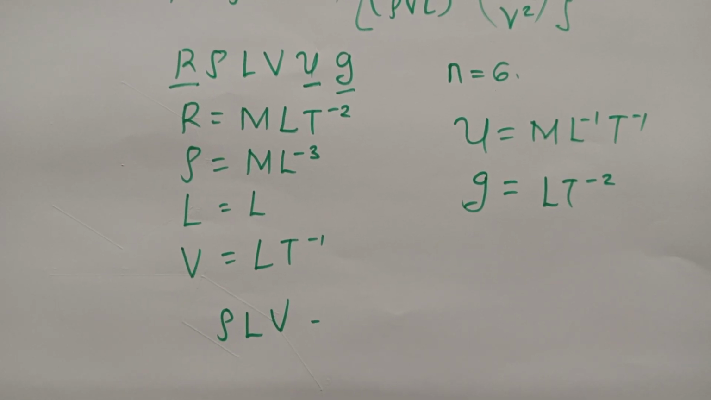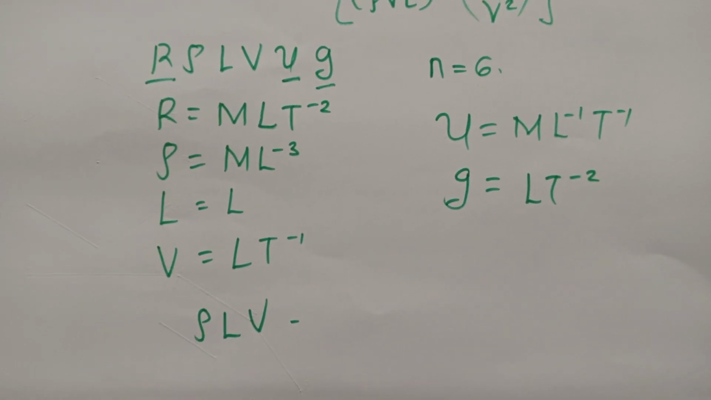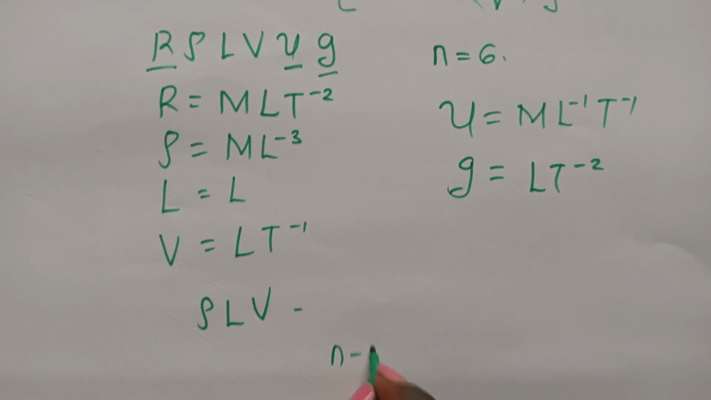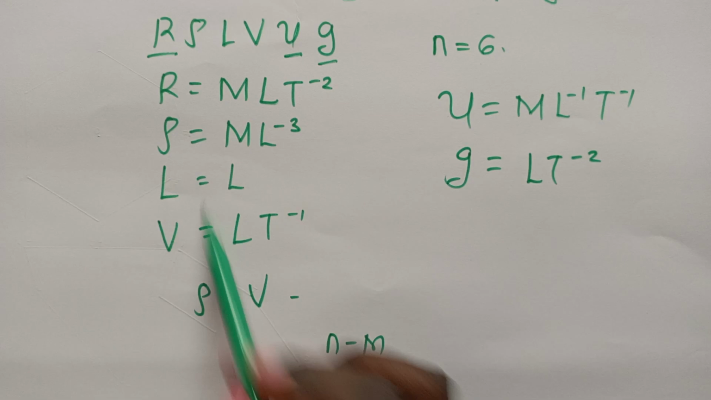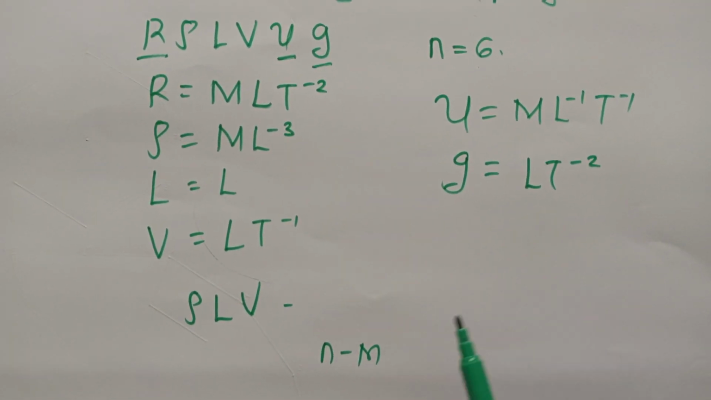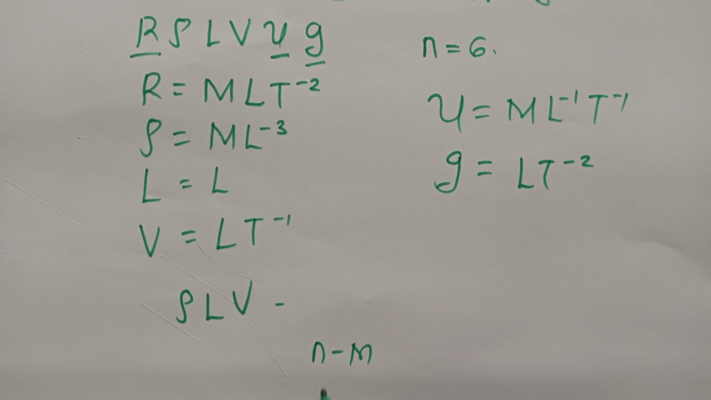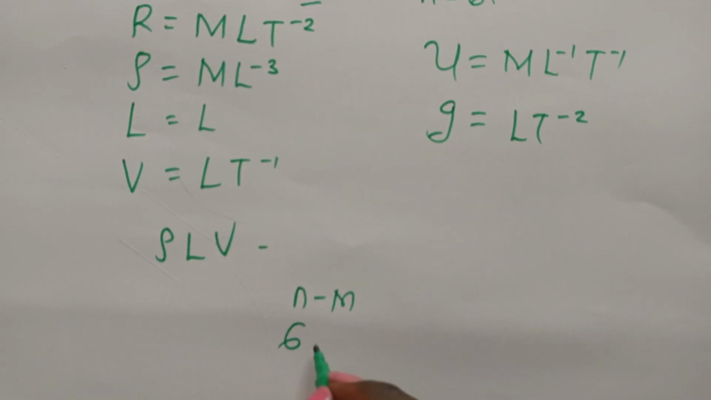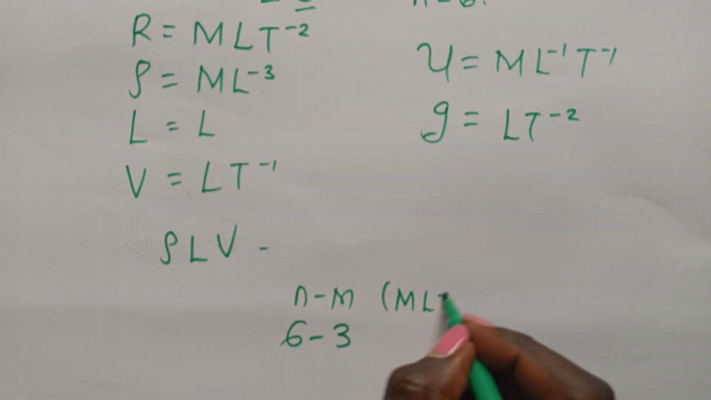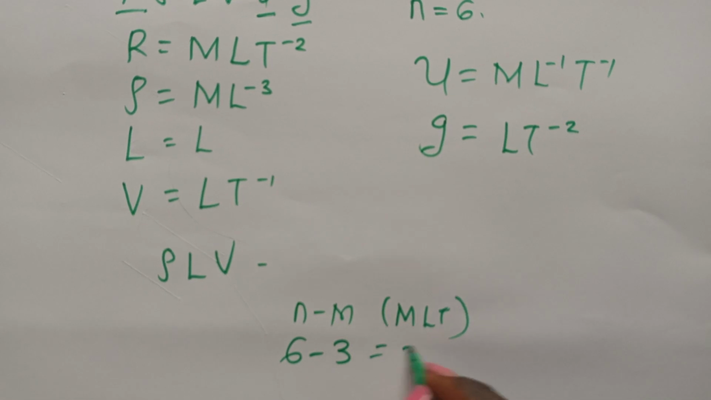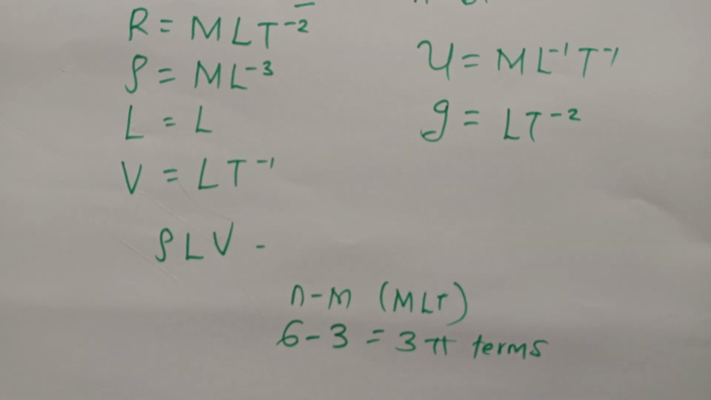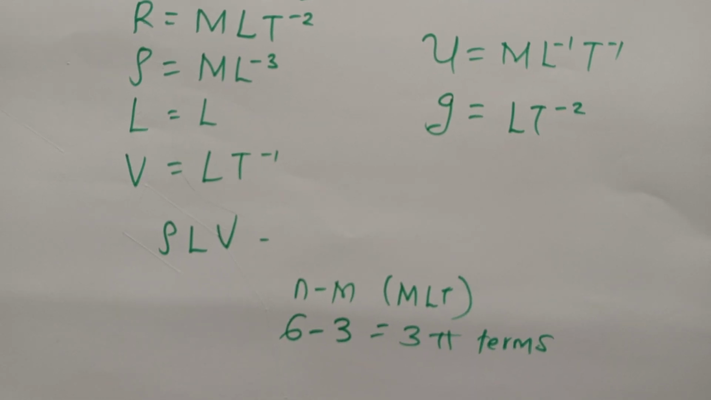Now, number 3, let's identify the pi terms. How many pi terms are we going to have? Remember we said it's n minus m. In all these dimensions, you can see that we have M, L, and T. So we take 6 variables minus 3 primary dimensions, which are M, L, and T. This gives us 3 pi terms.